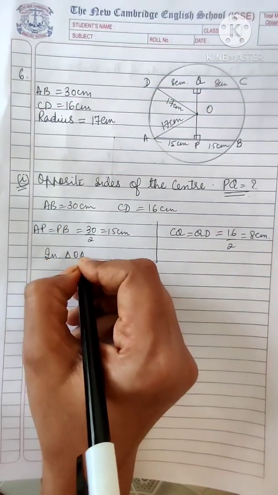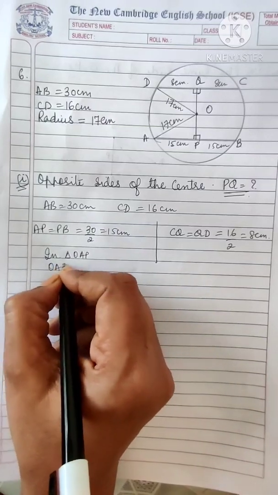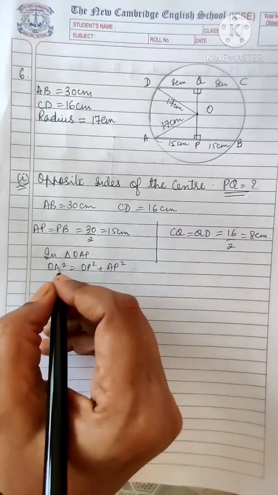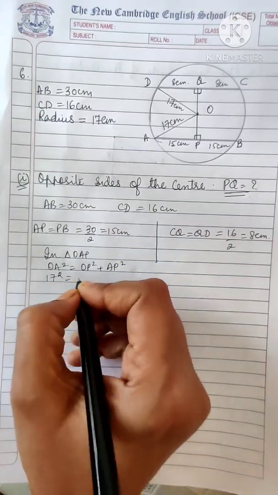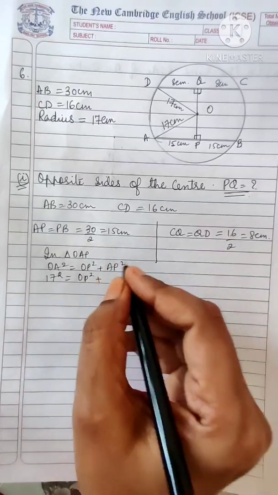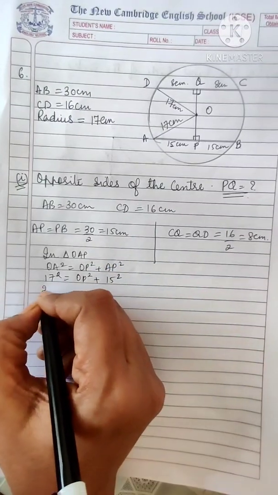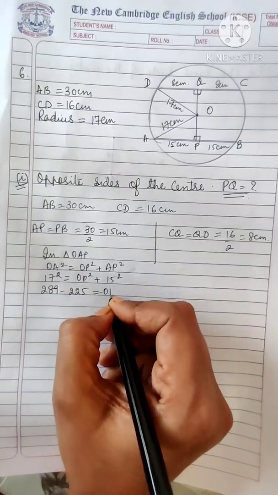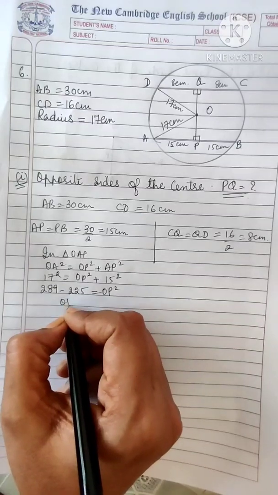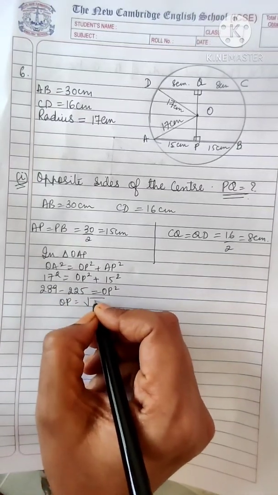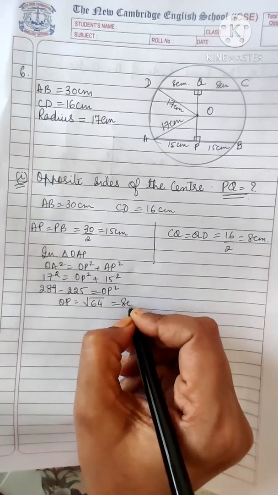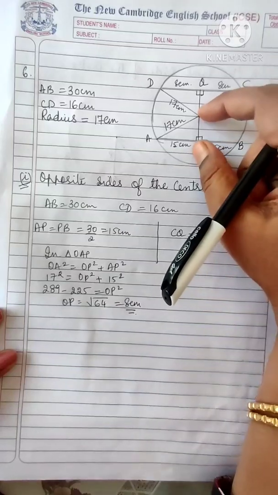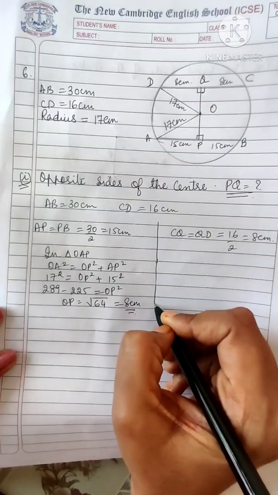First is OAP. OA square is equal to OP square plus AP square, which is 17 square is equal to OP square plus 15 square. 289 minus 225 is equal to OP square. OP is equal to root over 64, which is equal to 8 centimeter. So you get the value of OP as 8 centimeter.